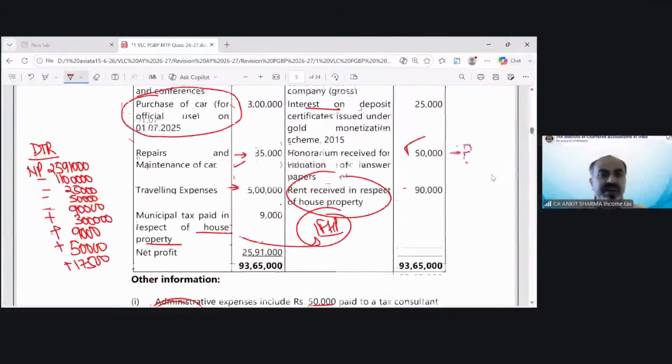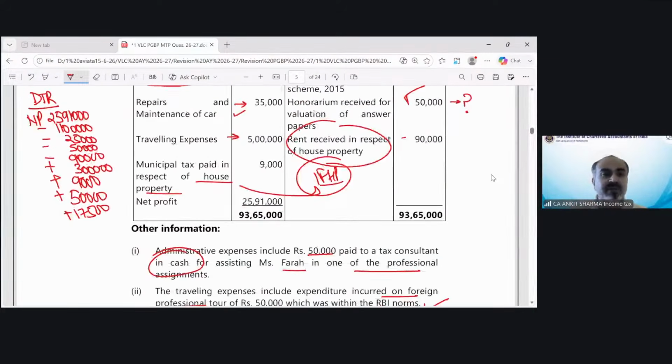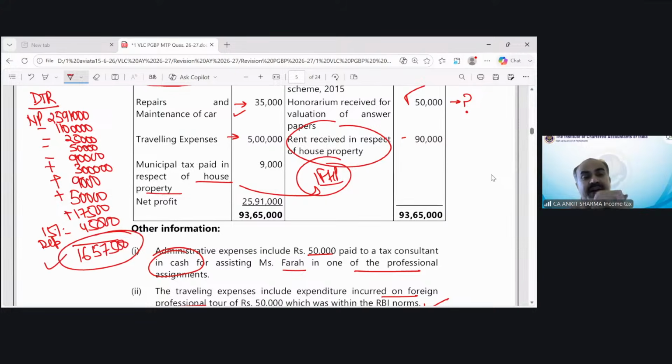Now we are left with the depreciation of cars. So it was 3 lakh put to use on 1st July. The depreciation rate of car is 15%. So we can claim a deduction of 45,000 rupees regarding it. So after doing plus minus, you will see that the answer would be 1657500 as per default tax regime. And there is no difference in this question in calculation of business income under default tax regime or optional tax regime. The answer would be the same in both circumstances. Clear?